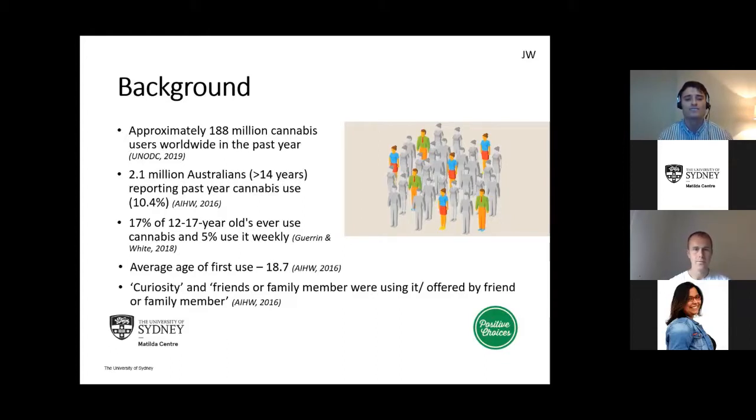17% of 12 to 17-year-olds report ever using cannabis, and 5% report using it weekly. The average age of first use is just over 18 years of age, and although reasons for cannabis use are very complex, the most commonly cited reason is curiosity, as well as influences from friends and family.